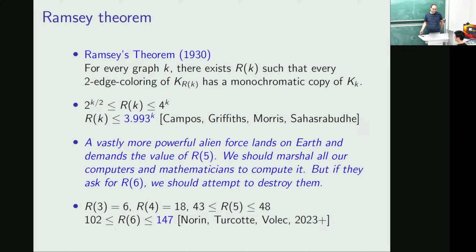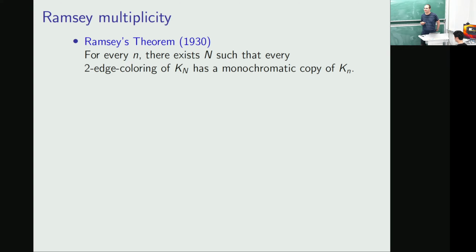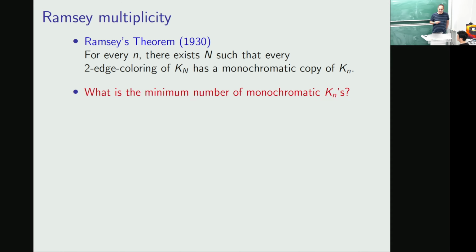But in this talk, I want to look at a different problem. As I mentioned, I want to be looking at the problem of Ramsey multiplicity. In Ramsey multiplicity, I'm asking what is actually the minimum number of monochromatic copies of a particular graph. So if I look at the original theorem of Ramsey, I will be asking what is the minimum number of copies of K_n.